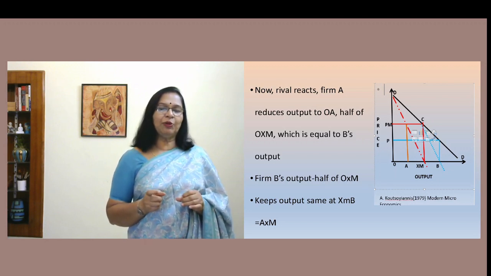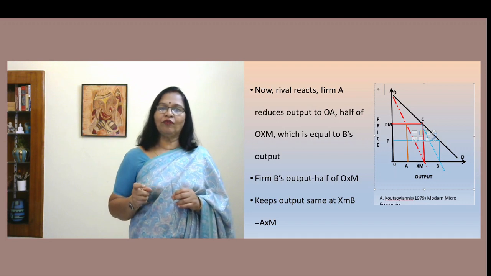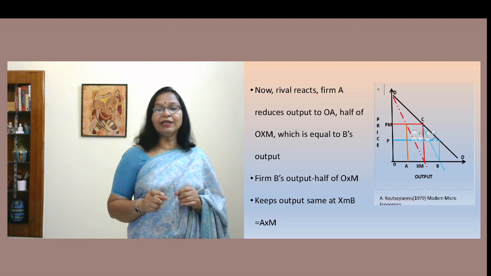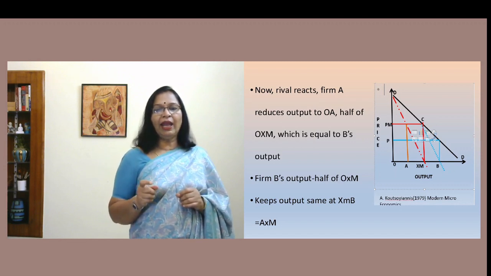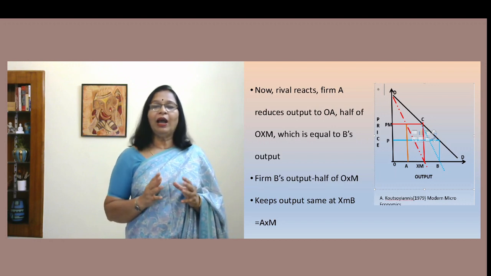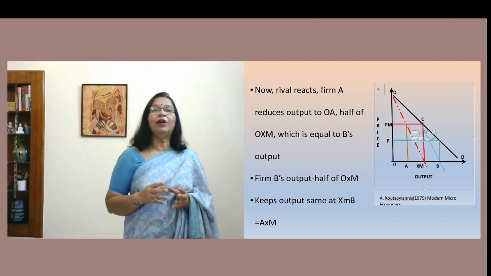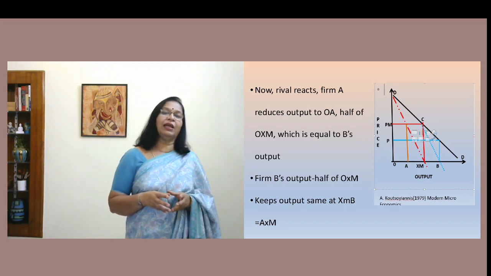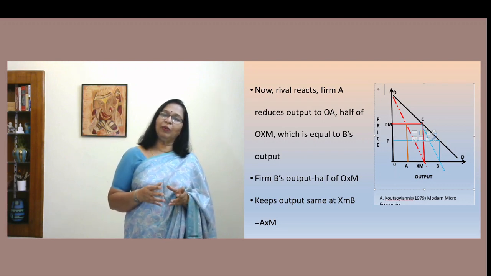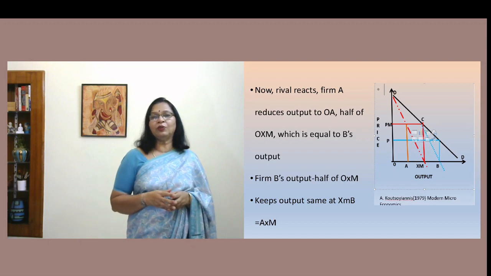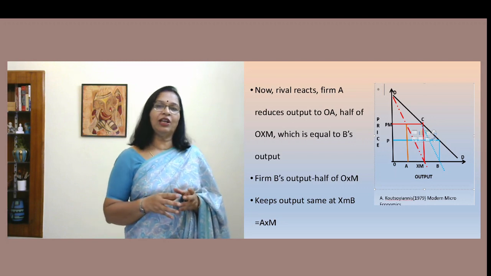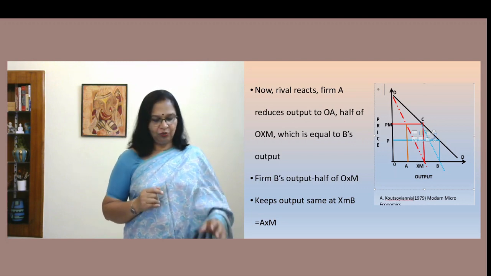So he is more or less producing the same quantity as that of firm B. Firm B's output is XMB and firm A's output now will be only AXM. So both the firms are selling an equal share of the market. How did this happen? This happened because firm A was intelligent enough to understand that increasing the production would not benefit him, it would only reduce the prices further. So the rational thinking here is to reduce the output rather than increasing the output.